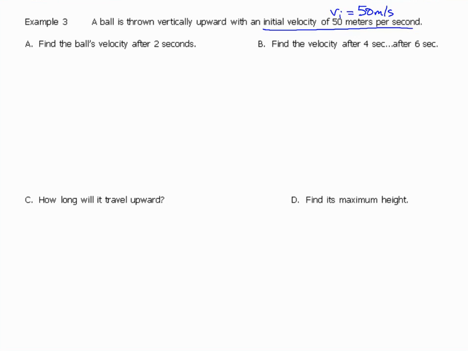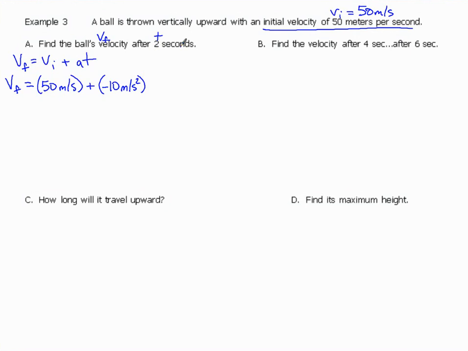Find the ball's velocity after 2 seconds. So we want to know velocity. There's vf. After 2 seconds, there's t. The formula that relates velocity and time: final velocity equals initial velocity plus the acceleration times the time. Final velocity equals positive 50 meters per second plus the acceleration of gravity, which is down, negative 10 meters per second squared.